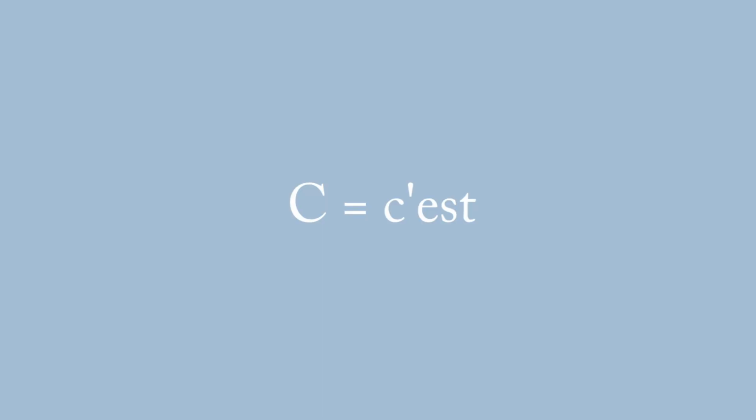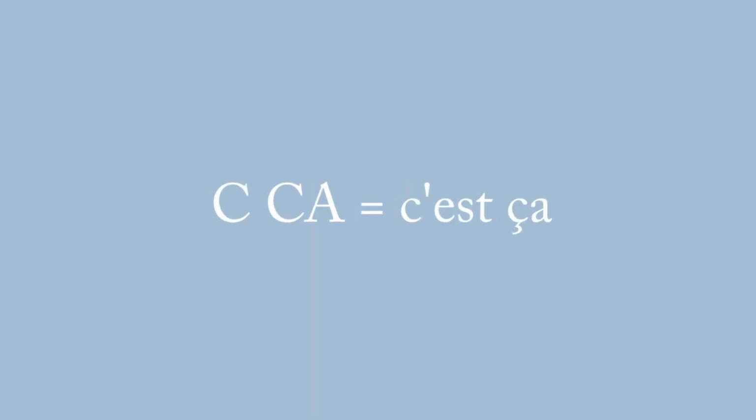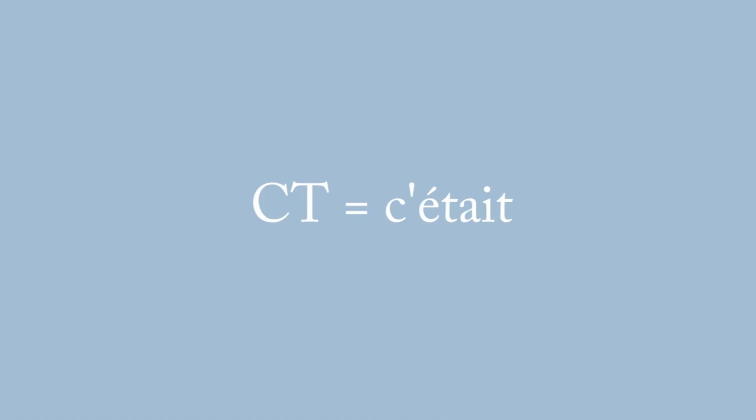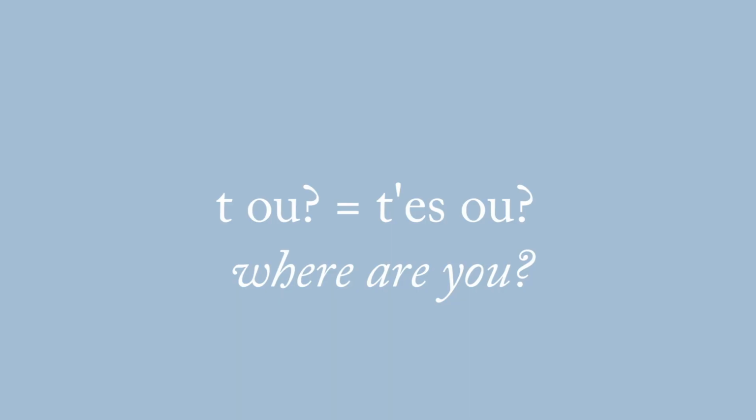Also, you can use phonetic abbreviations. C is just the letter C. So you could say C CA, c'est ça, that's it. Or you could do C and T, which is c'était, it was. Another example of phonetic abbreviations is using the letter T as tu es. So you could say T où, where are you?